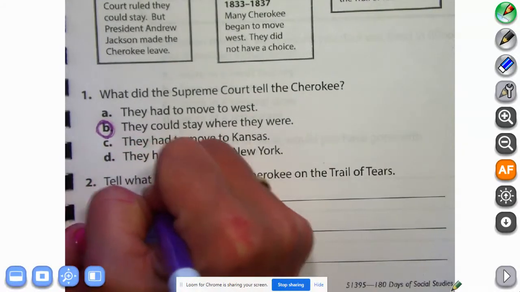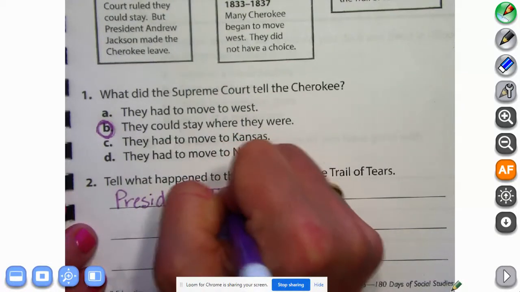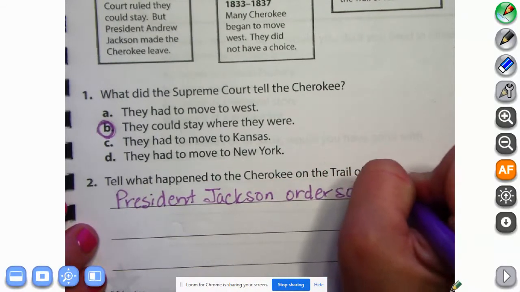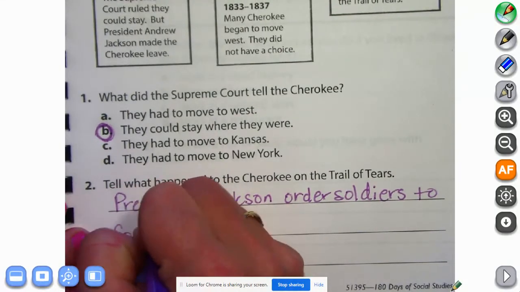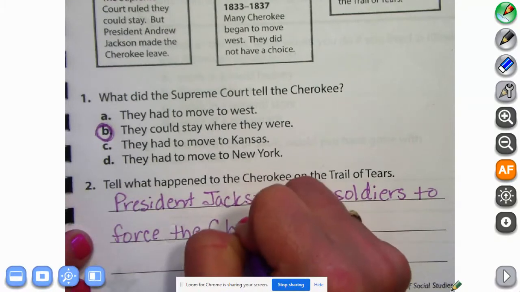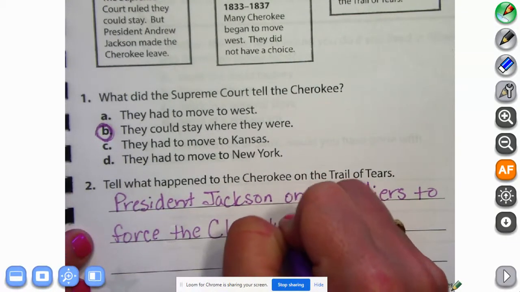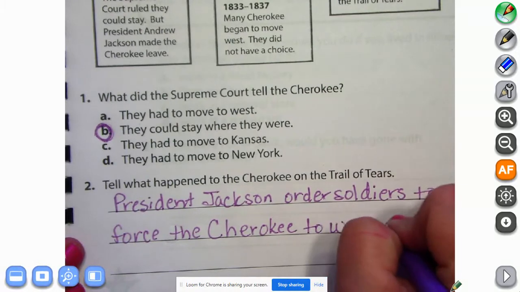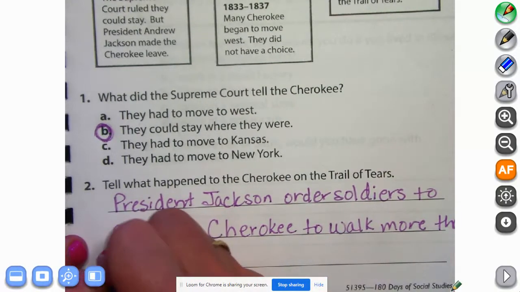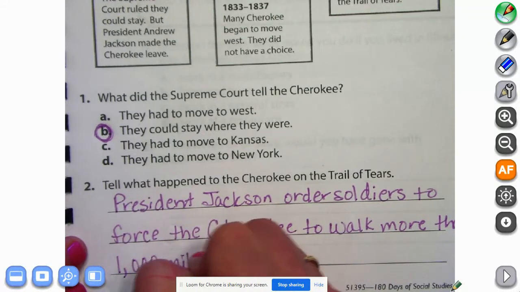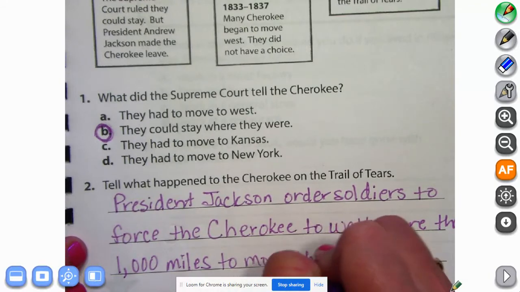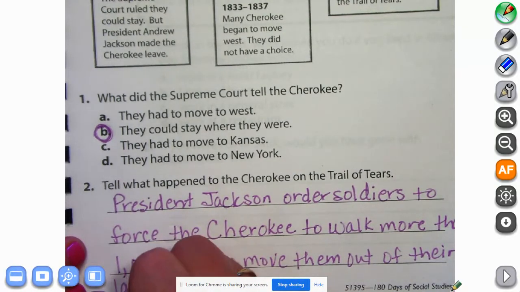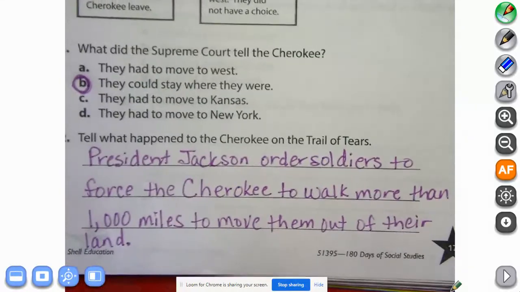President, these are my words, President Jackson ordered soldiers to force, you have to capitalize Cherokee because it's a proper noun, the Cherokee to walk more than 1,000 miles to move them out of their land. Move them out of their land.